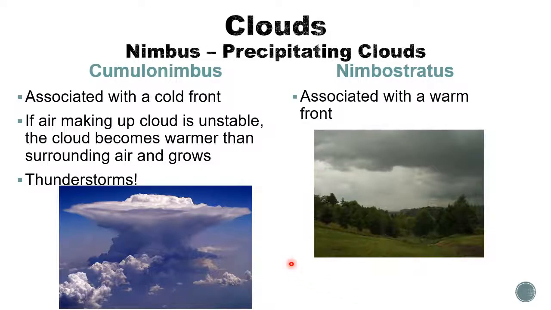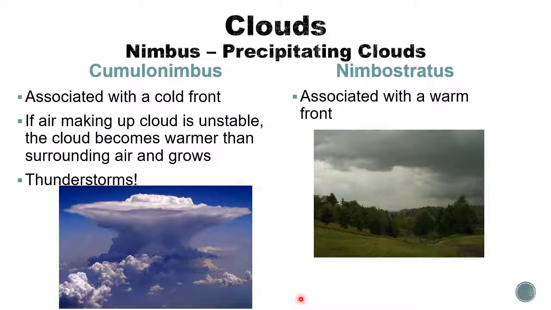Our actual precipitating clouds, if you see these, it will rain. So nimbus means precipitation. Our cumulonimbus, these are our thunderheads. This is what they call them, or anvil clouds. These are our huge, huge storms that go up high in the sky. This is what is associated with the cold front. So as that cold air comes and starts pushing that warm air up, it's literally pushing it up into this shape. If the air making up a cloud is unstable, the cloud becomes warmer than the surrounding air and it grows. This is what's going to make our thunderstorm.